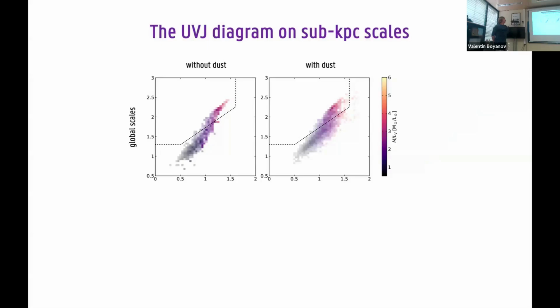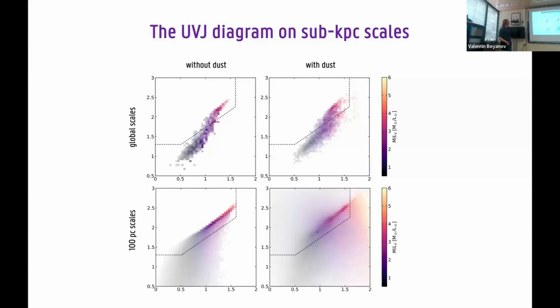We also looked at this same diagram on sub-kiloparsec scales, because you can look at the global colors, but you can also look essentially at every pixel. And we have a lot of galaxies, and for every galaxy, a lot of pixels, so that we end up with millions of pixels. And so these are the same global properties of the galaxy population. If we look at the same UVJ diagram now per pixel, it essentially fills the whole parameter space.